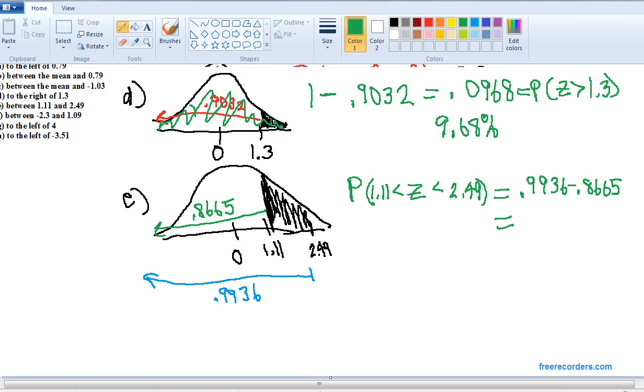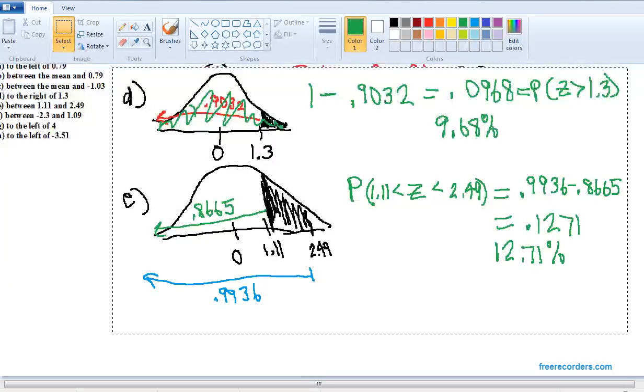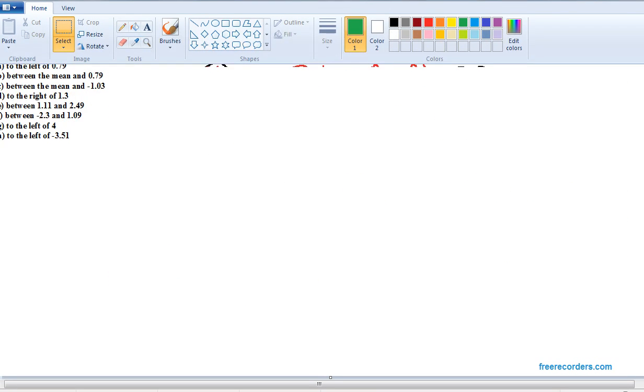So, as a probability, if it asked for a probability, we would answer with 0.1271, but it wants the percent, so we answer 12.71%. Going on to part F. The area between negative 2.3 and 1.09.